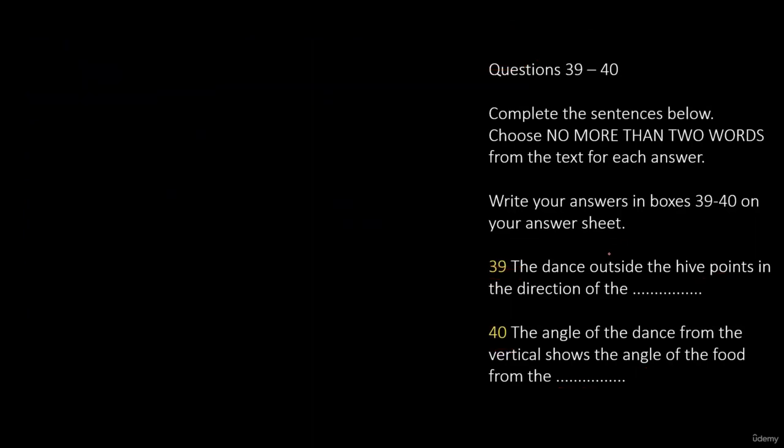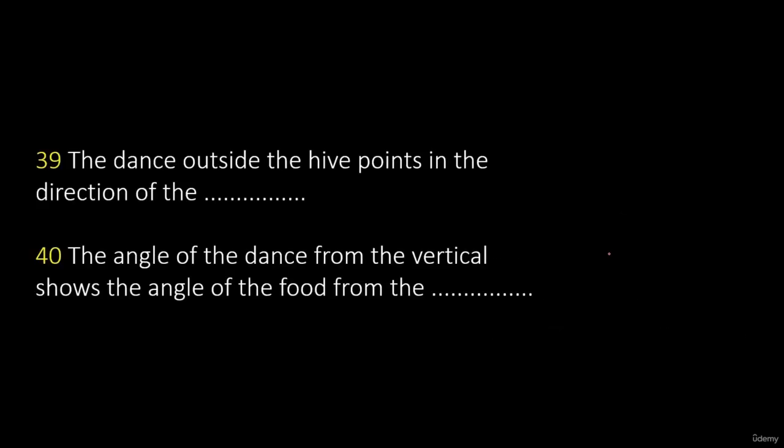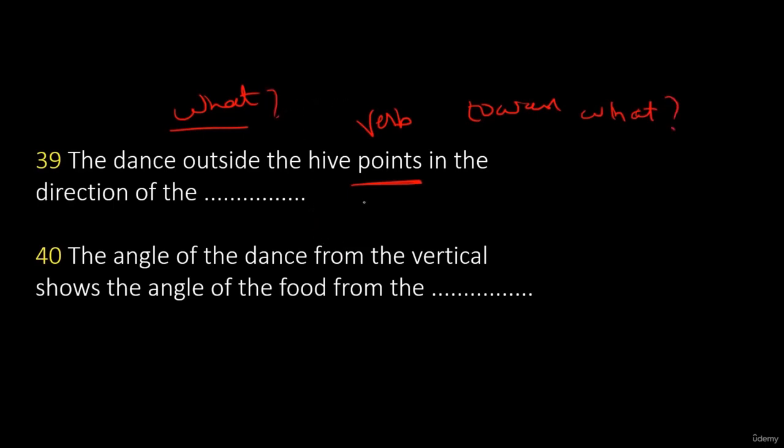Eliminating the things which are not required here, even the instructions, let's zoom in. The dance outside the hive points in the direction of the blank. The verb method says that you have to figure out in the sentence what the verb is. For our sentence, that is 39, and points is the verb. You have to create a sentence by yourself: what points towards what? By creating these questions and answering them to yourself, you will be able to remember.